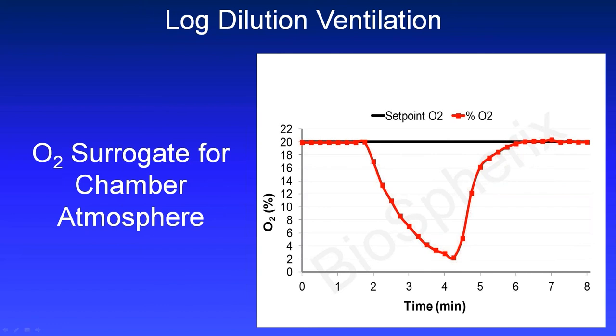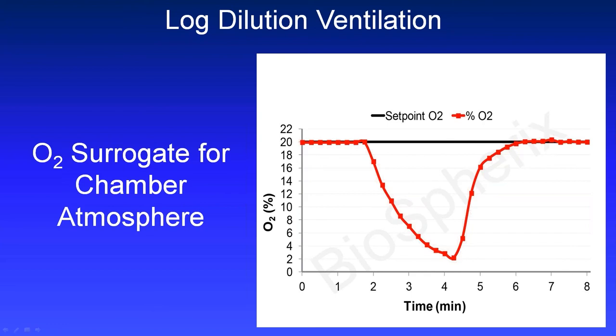So one main process that happens in the buffer chambers is called the log dilution ventilation cycle, or just log dilution ventilation. This is where we use an automated process in the Xvivo system to exchange the gases in that chamber with filtered, tanked, medical grade gases.